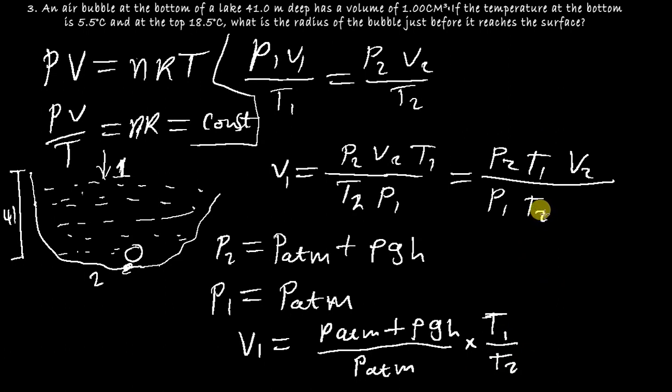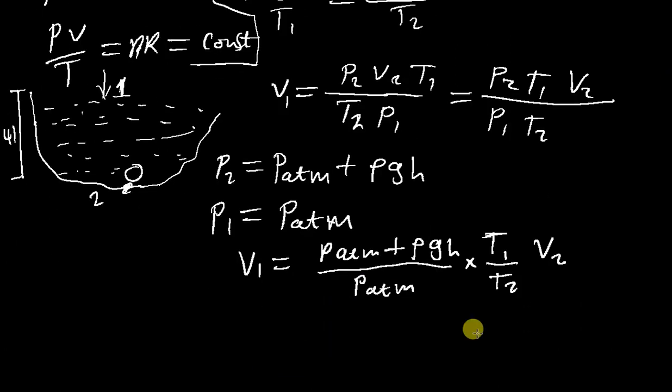Then multiply everything by the volume, which has been given to be 1 cubic centimeter. So you also write it there, which is your V2. The volume of the bubble at the bottom has been given, so you write it there.